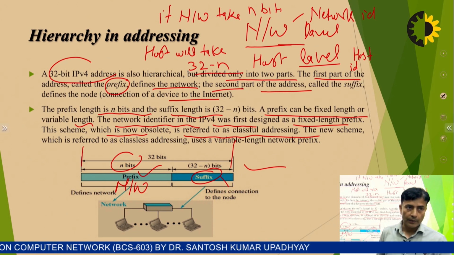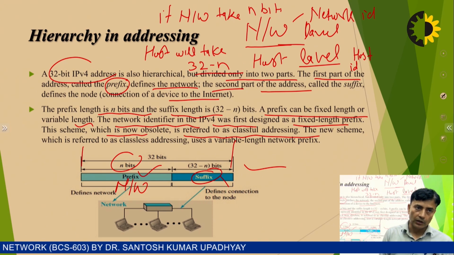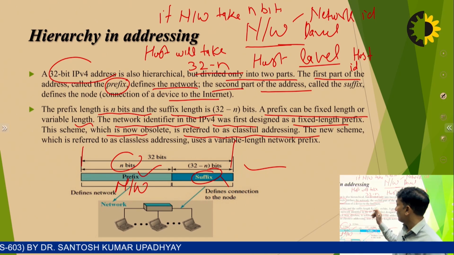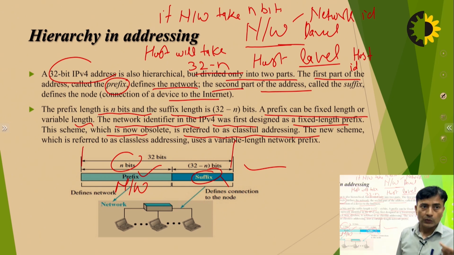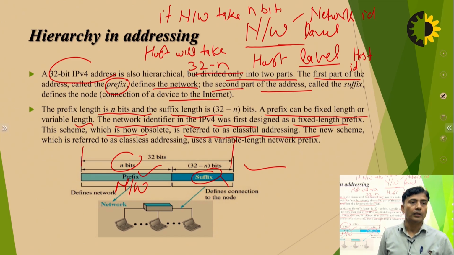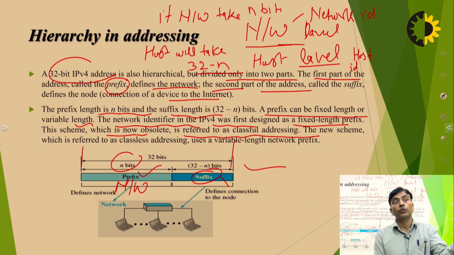This IPv4 has two parts. We are talking about classful addressing here. In classful addressing, there are two parts: first the network ID of n bits, and second 32 minus n bits for the host ID. That means first of all we have to reach a particular network by using the network ID. Then we have to select a particular host in that network by using the host ID.